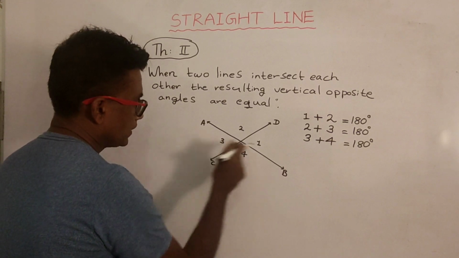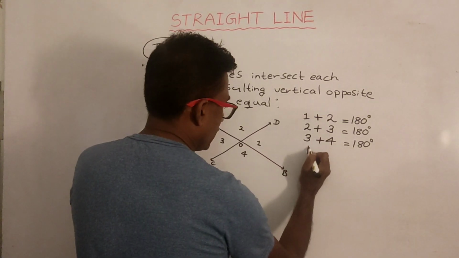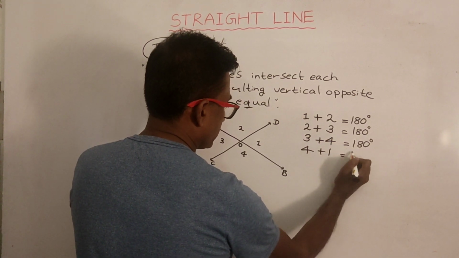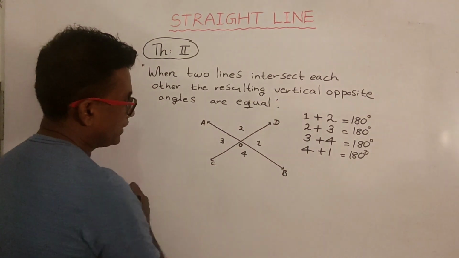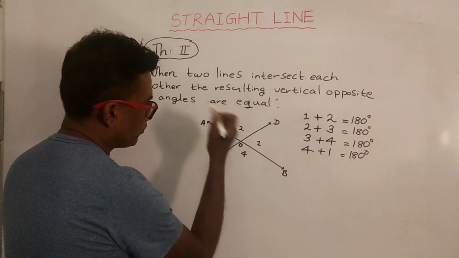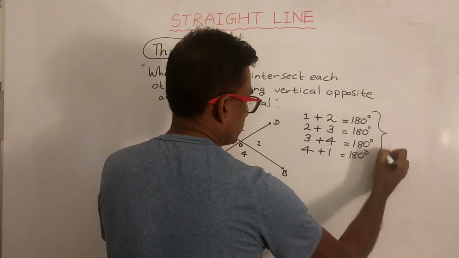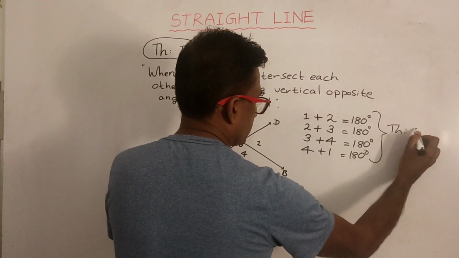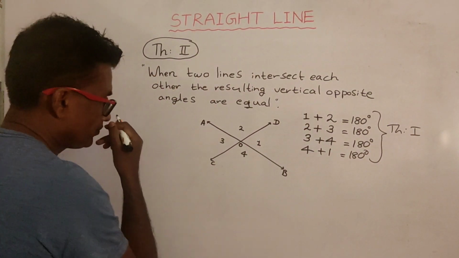Okay. What about the sum of 4 and 1? That is also 180 degrees. Why? O is an internal point of CD and BO meets CD. So from theorem 1, we come to this conclusion.